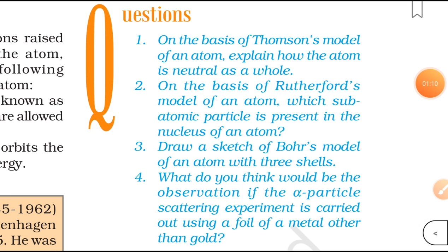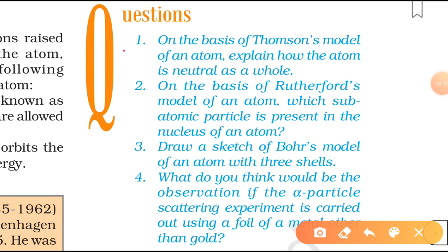Now, the next question on your screen is, on the basis of Thomson's model of an atom, explain how the atom is neutral as a whole. So, students, according to Thomson's model, in an atom the total positive charge on the sphere is equal to total negative charge due to the embedded electrons, and that is why the atom as a whole is electrically neutral.